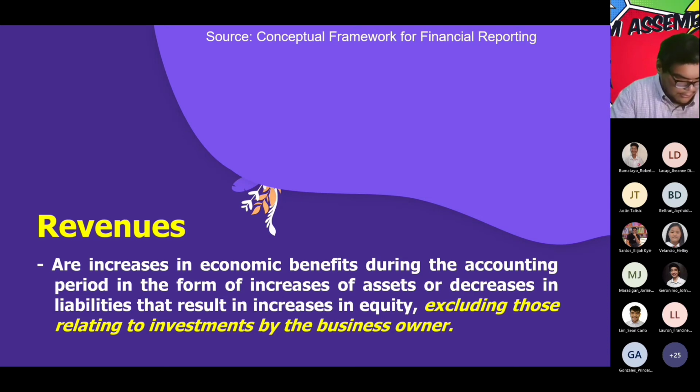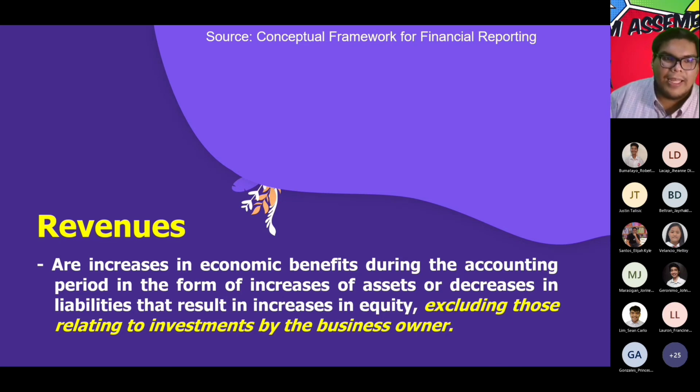Ito po yung total amount of income generated by the sale of goods and services related to the primary operations of the business. Okay. So our increase in economic benefits during the accounting period. So nag-increase yung asset or nag-decrease yung liabilities mo. No, yun po yung revenue. No? Which result in increases in equity, excluding those relating to investments by the business owner. So pang college level na lang yung dilaw.